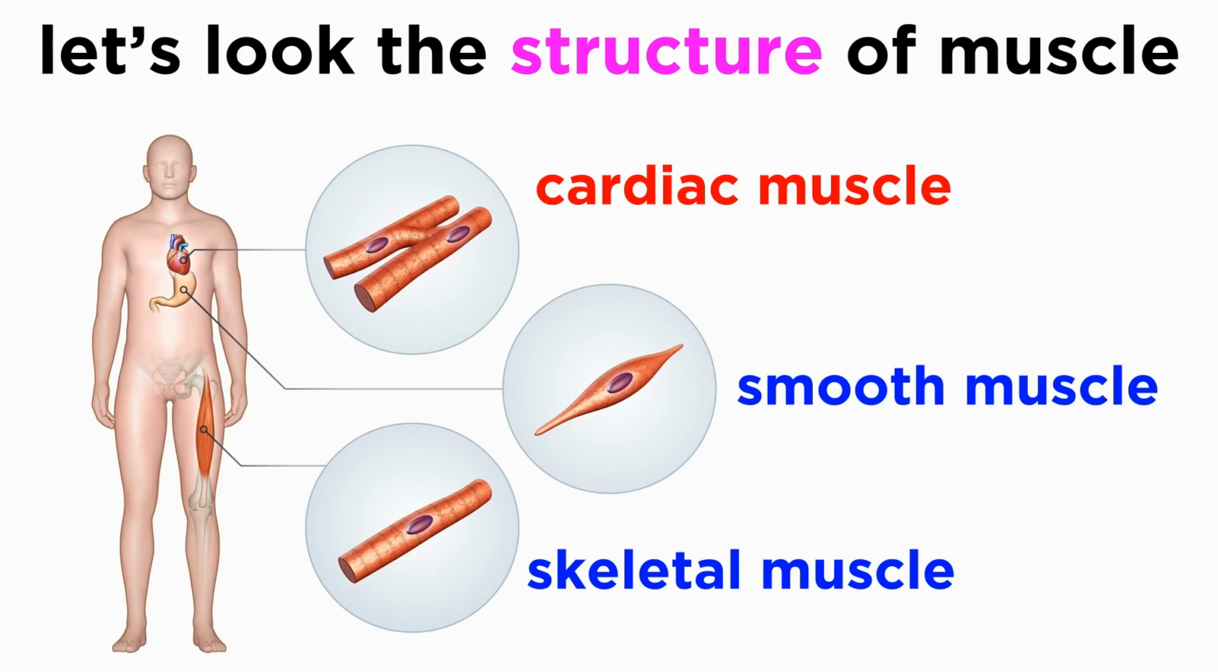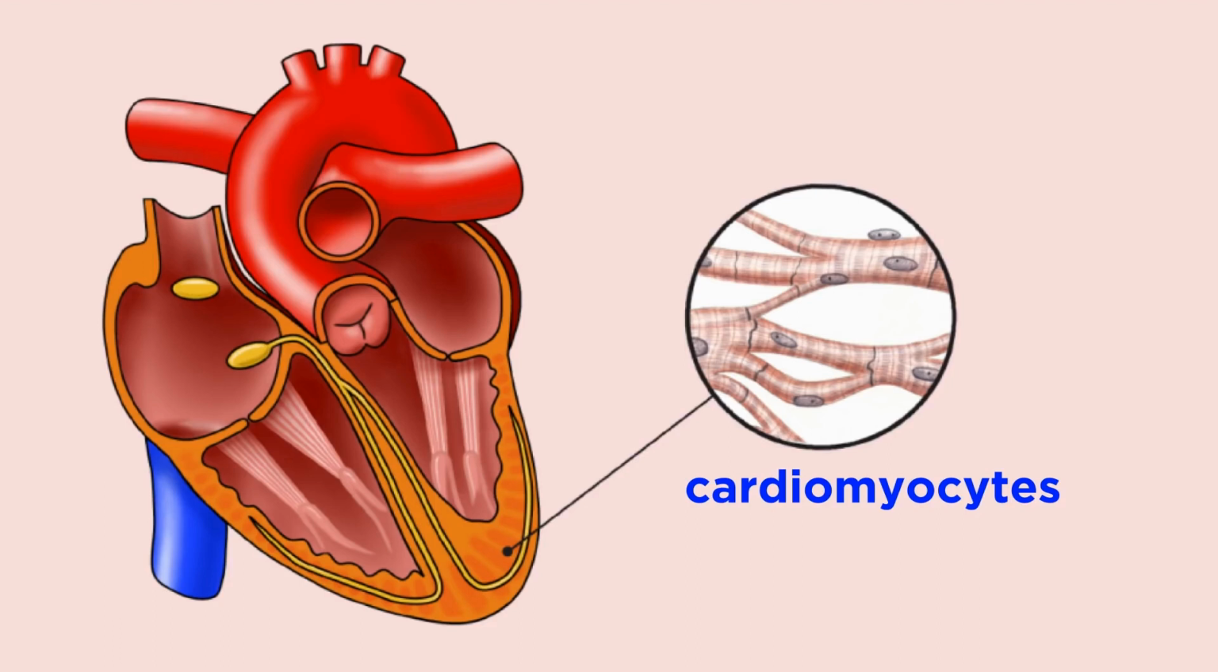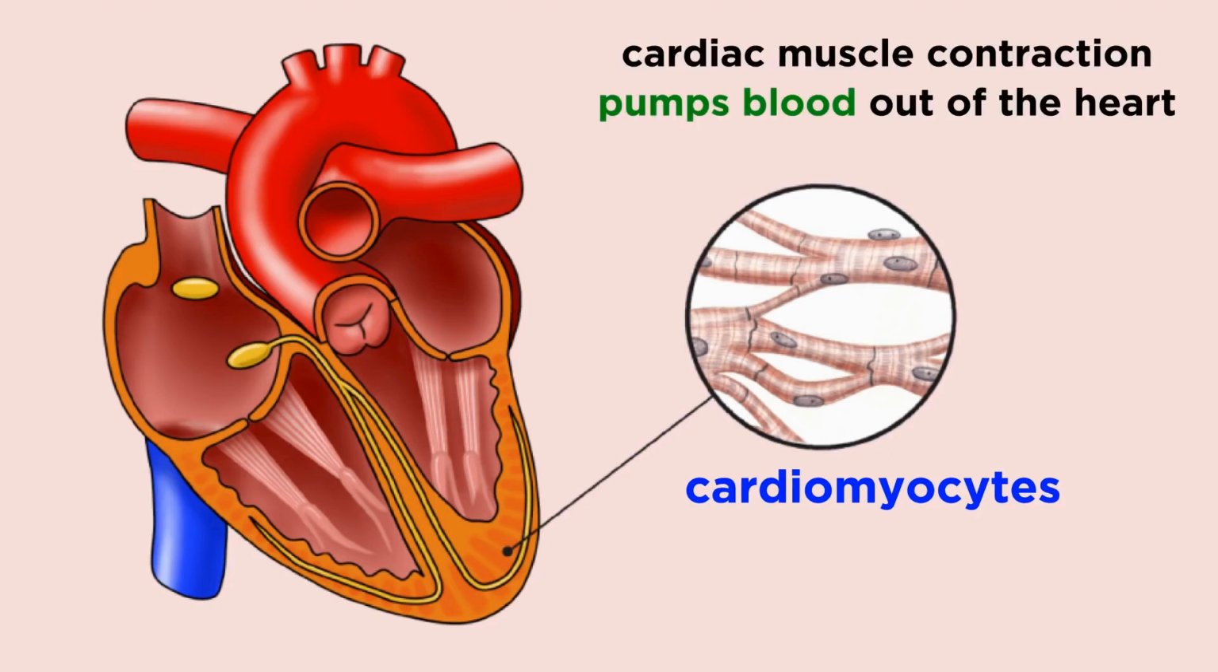Now let's move on to cardiac muscle. Cardiac means relating to the heart, so as one might guess, cardiac muscle is only found in the heart, and cardiac muscle cells are called cardiomyocytes. There is just one role for cardiac muscle, and that is to contract in order to push blood out of the heart to the rest of the body, which will supply tissues around the body with vital oxygen and nutrients.